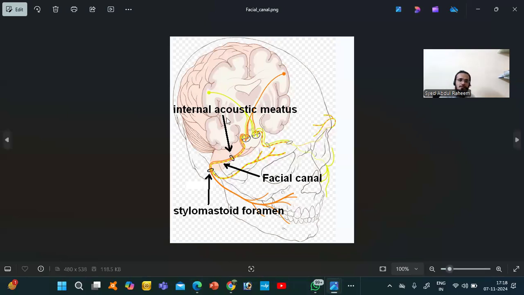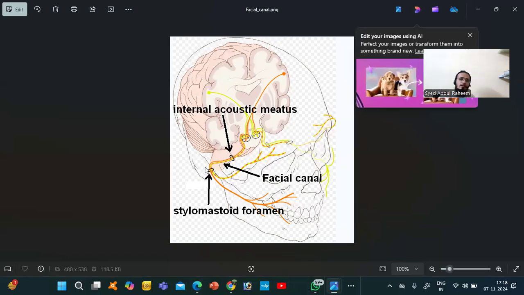You can see this is the area called stylomastoid foramen. So here we have one foramen, a hole, and from that area the facial nerve will come. We call it the facial canal. From that the facial nerve will arise. You are able to see these are the areas where in the brain the facial nerve is arising, and from there it is coming to the whole face.